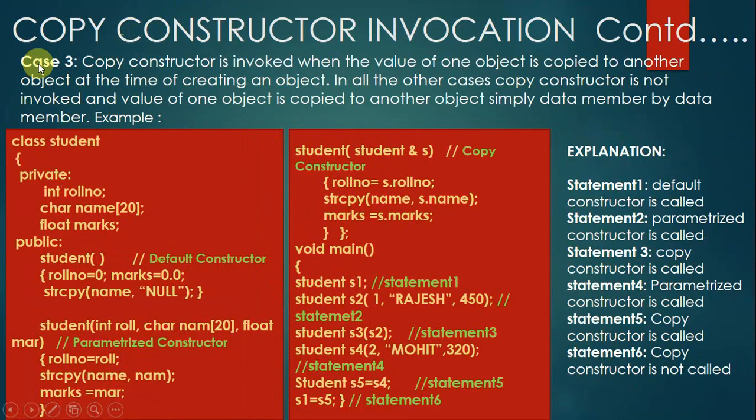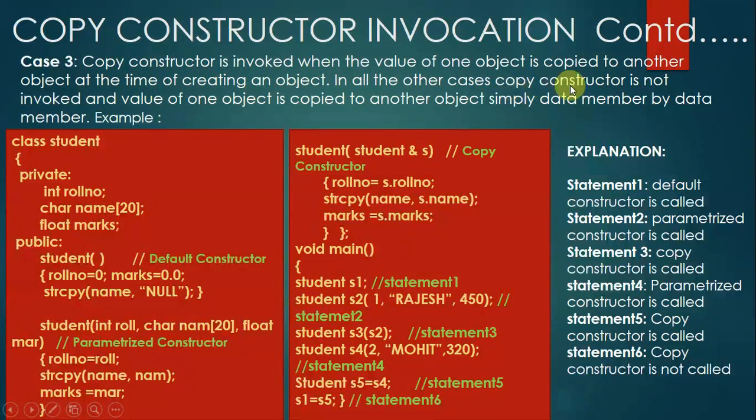Now let us see the third case. Copy constructor is invoked when the value of one object is copied to another object at the time of creating an object. This is very important. We have done the assignment of objects also. We can assign the value of one object of a class to another object, but at that time the copy constructor is not invoked. Copy constructor is invoked only when the value of one object is copied to another object at the time of creating an object.